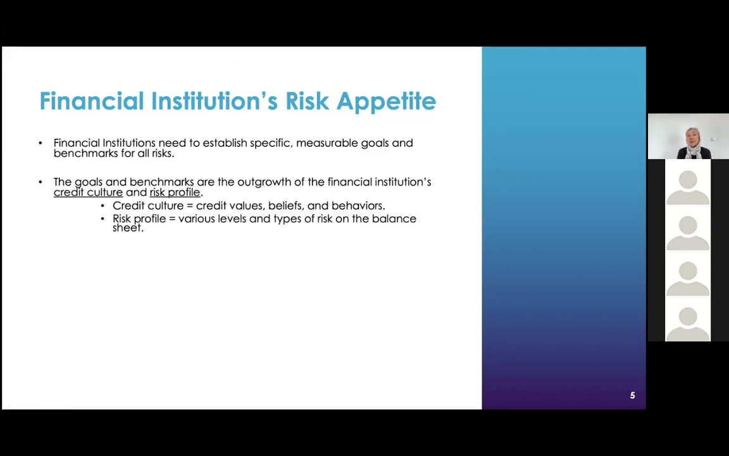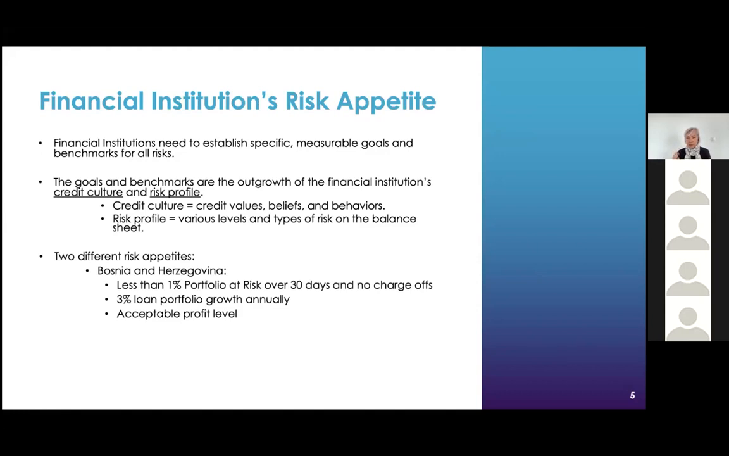These goals and benchmarks are based on a credit culture and a risk profile. Credit culture is our credit values, beliefs, and behaviors. And the risk profile is the levels and type of risks that the financial institution has on its balance sheet. So let me give you some examples of two different appetites, okay? There was one financial institution, a non-bank, that gave out microfinance loans to small micro businesses in Bosnia-Herzegovina. Their risk appetite was less than 1% portfolio at risk over 30 days and no charge-offs. What that means is that out of the entire portfolio, only 1% could be late over 30 days, and they wanted no charge-offs during the year. They wanted 3% loan portfolio growth annually, and an acceptable level of profit. So they wanted a little bit more than break even. Okay, so that's one institution.